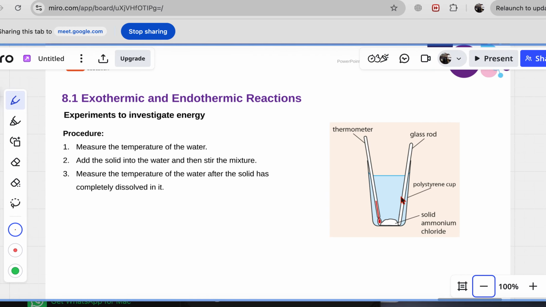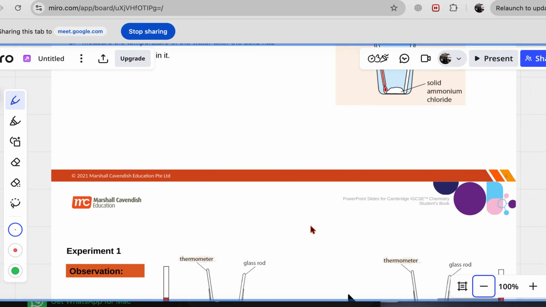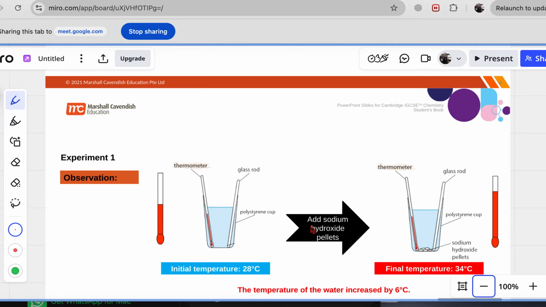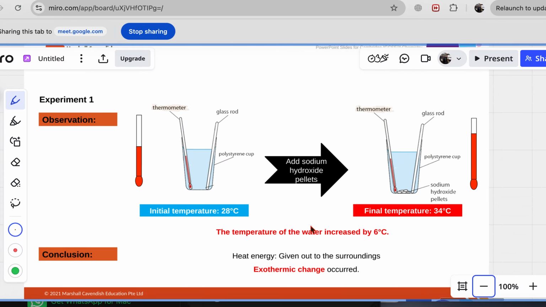So let's take a look at the first segment. To determine whether a reaction is endothermic or exothermic, we can do a simple experiment. We take water, maybe in a polystyrene cup, and then we can add any solid. We first measure the initial temperature of the water with a thermometer, before we add the solid. After we add the solid, we stir it to dissolve it and measure the final temperature of the mixture. If the temperature increases, it means it's an exothermic reaction. If the temperature decreases, it means it's an endothermic reaction.